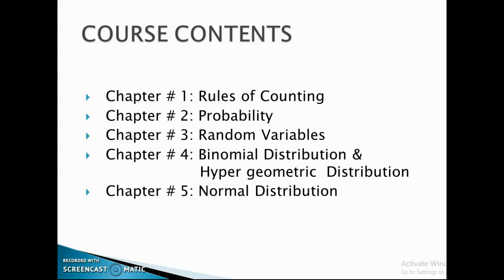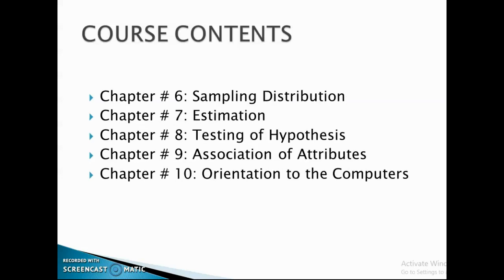Chapter number 1 is Rules of Counting. Chapter 2, Probability. Chapter number 3, Random Variables. Chapter number 4, Binomial Distribution and Hypergeometric Distribution. Chapter number 5, Normal Distribution. Chapter 6, Sampling Distribution. Chapter 7, Estimation. Chapter number 8, Testing of Hypothesis. Chapter 9, Association of Attributes. And Chapter 10, Orientation to the Computers.